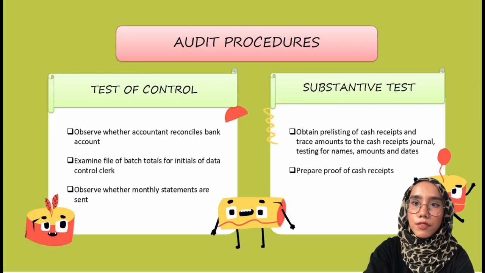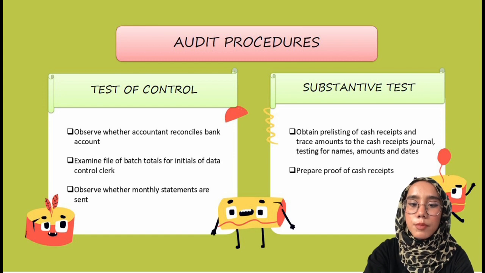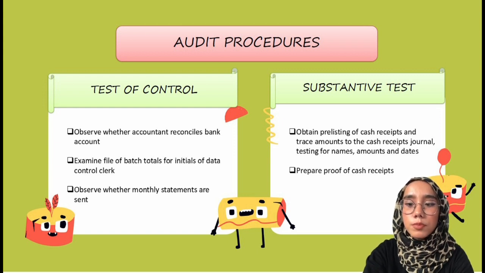In audit procedures of cash receipts, there are two types of tests: test of control and substantive tests. There are three tests of control: observe whether the accountant reconciles the bank account, examine file of batch totals for initials of data control clerk, and observe whether monthly statements are sent. Meanwhile, there are two substantive tests: obtain pre-listing of cash receipts and trace amounts to the cash receipts journal, testing for names, amounts, and dates, and prepare proof of cash receipts.